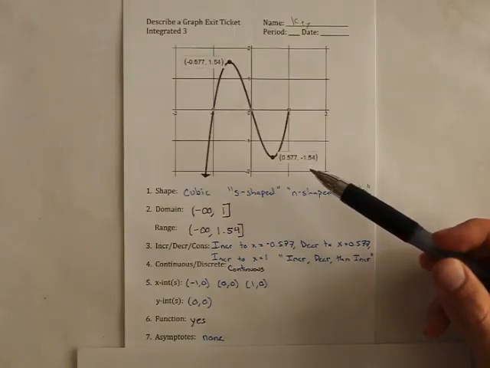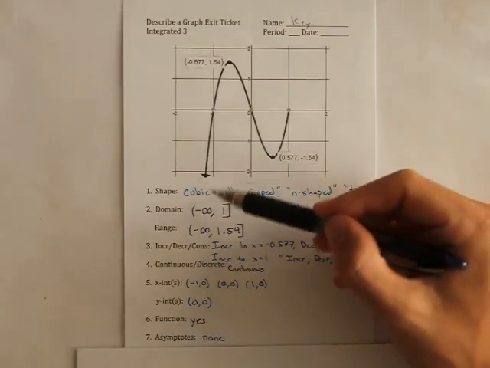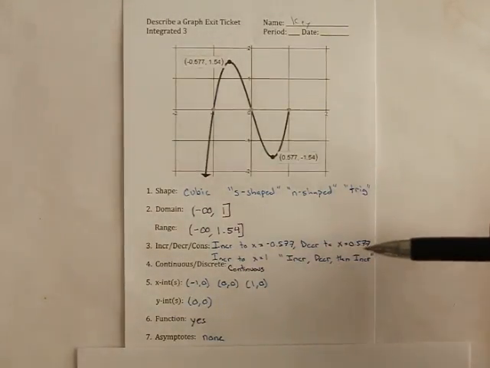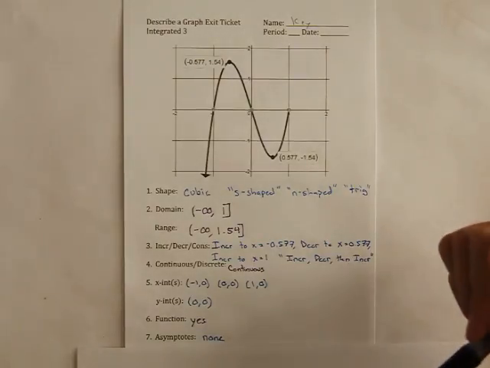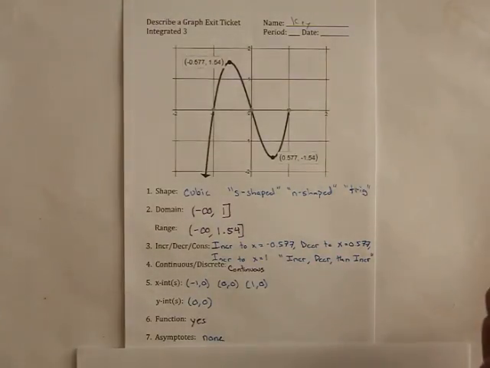Do I have any asymptotes? Not in this case. Nowhere do I see my line or my curve kind of approaching a line and not quite hitting there, so I would have none. So I don't need to worry about that.